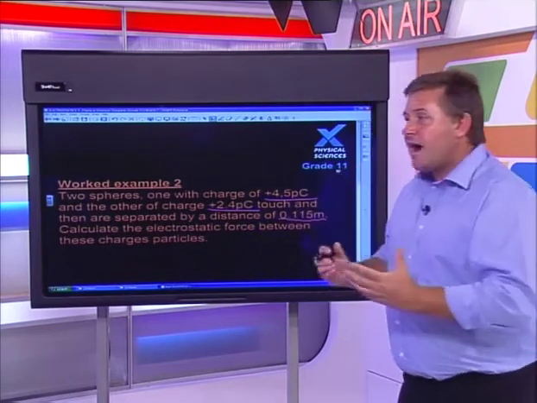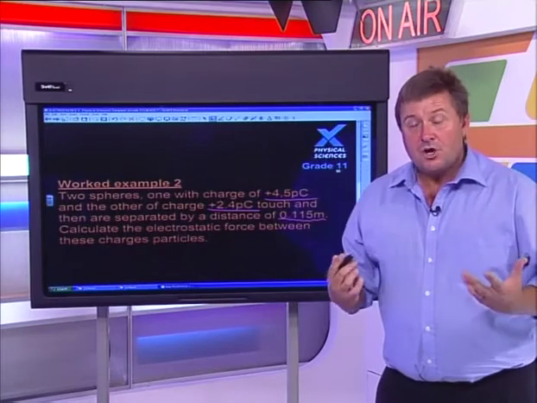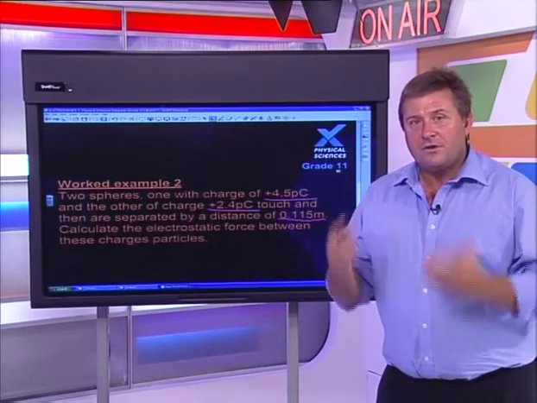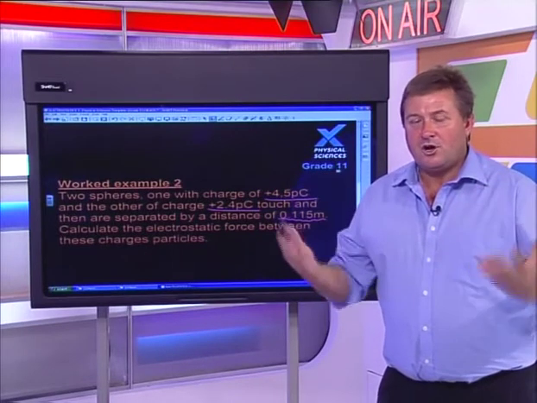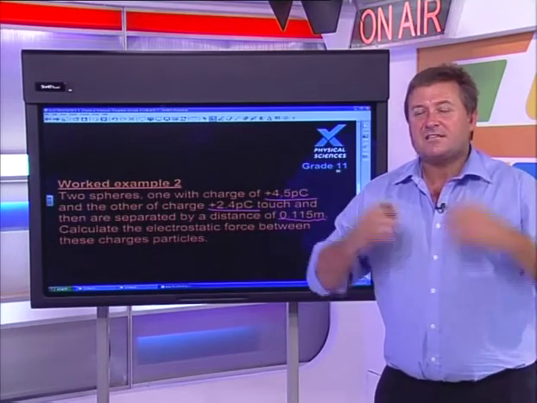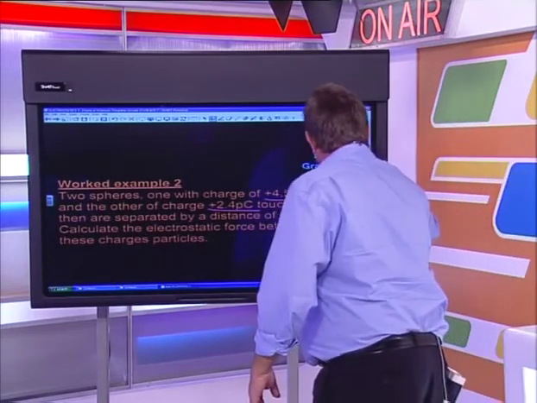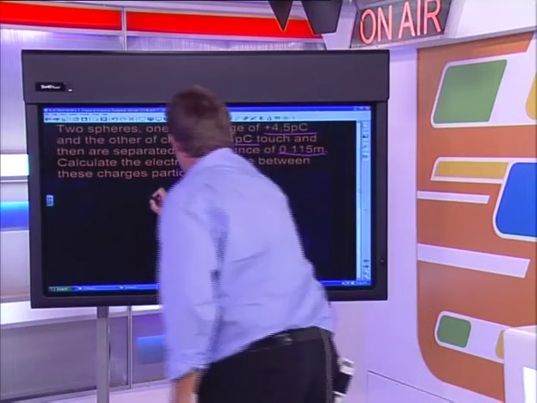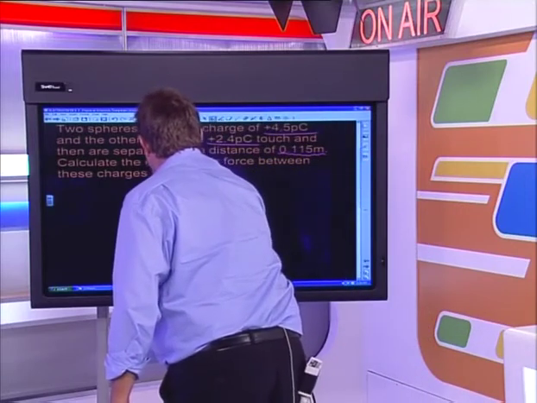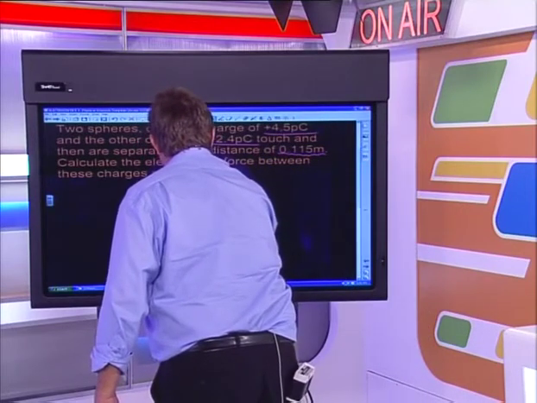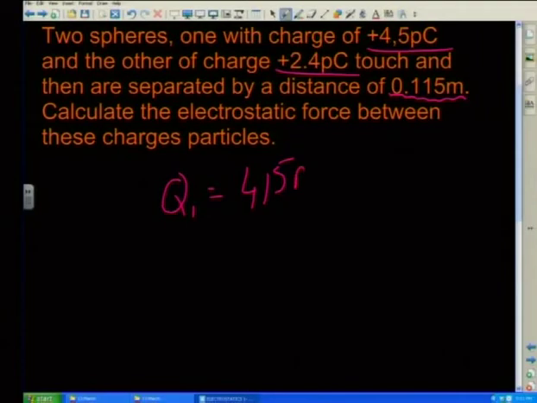So how do we now work out the new charges on those objects or on those spheres or on those point charges once they touch? It's a very simple calculation, and I'll do it with you. All we do is we take Q1, okay, and that's 4,5 picocoulombs, and we've got Q2, which is equal to 2,4 picocoulombs, and I've just got the answers over here, so I'll just make sure I've got them with me.